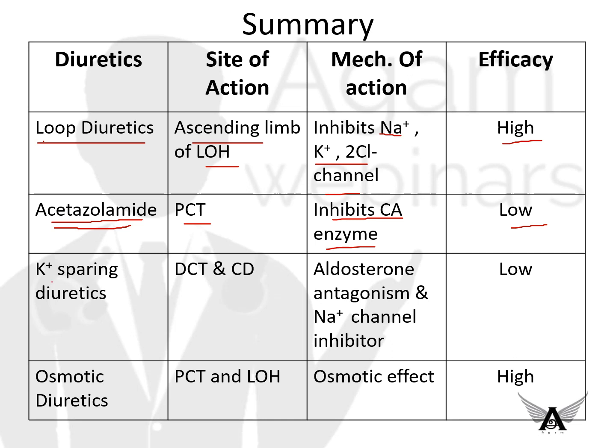Potassium sparing diuretics. There are two categories: aldosterone antagonists and sodium channel inhibitors. The aldosterone antagonist is spironolactone, the sodium channel inhibitor is amiloride, and they mainly act on the distal convoluted tubule and collecting duct. The efficacy is low. Osmotic diuretics: the main mechanism of action is through osmotic effect. The site of action is mainly the proximal convoluted tubule and loop of Henle. The efficacy of osmotic diuretics is very high.